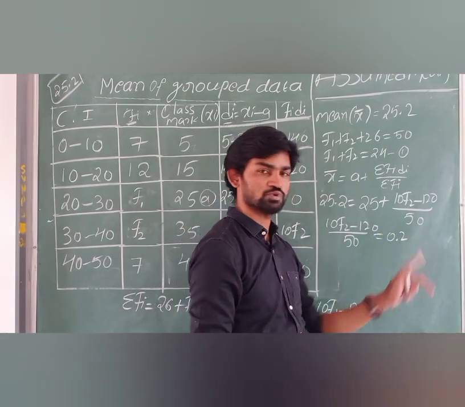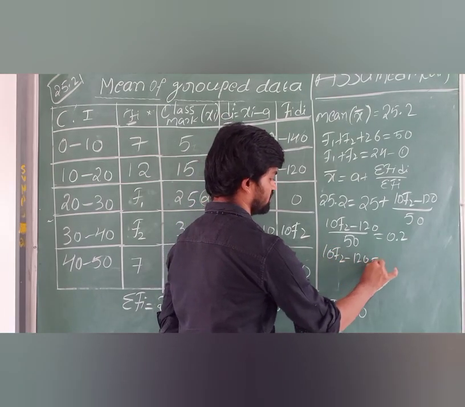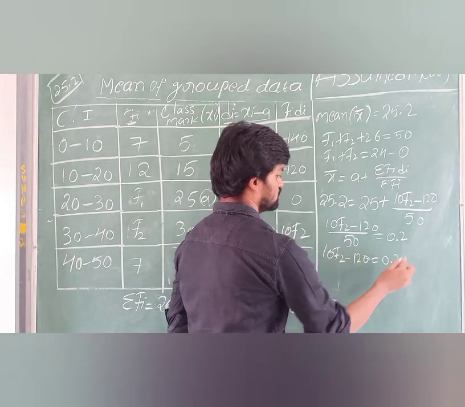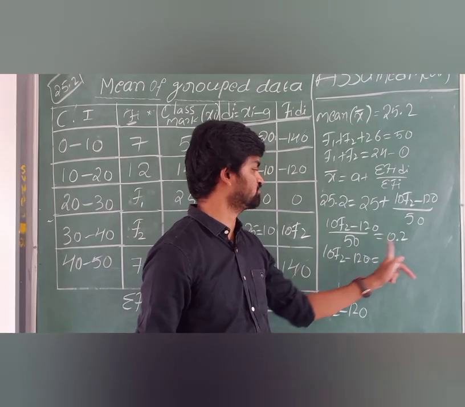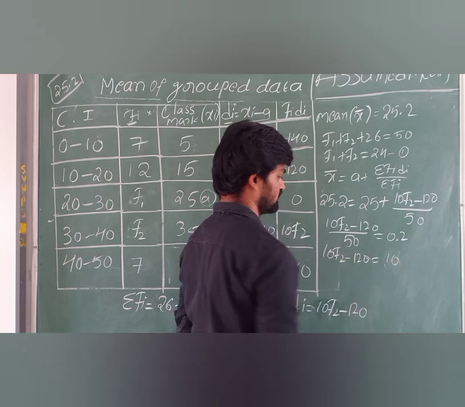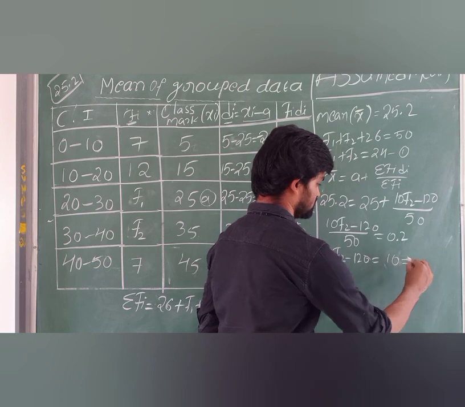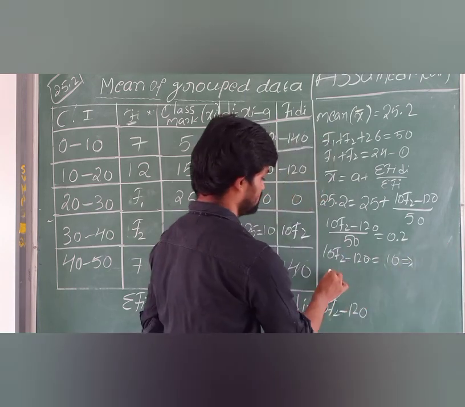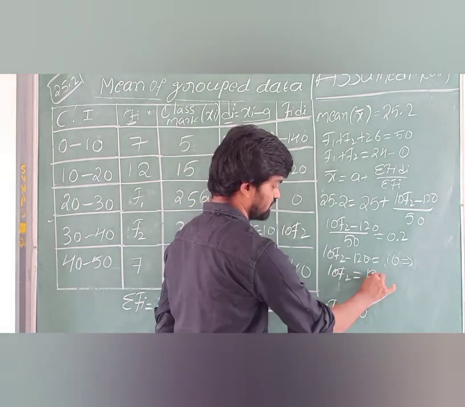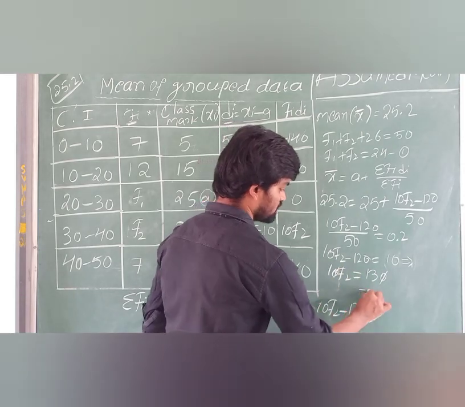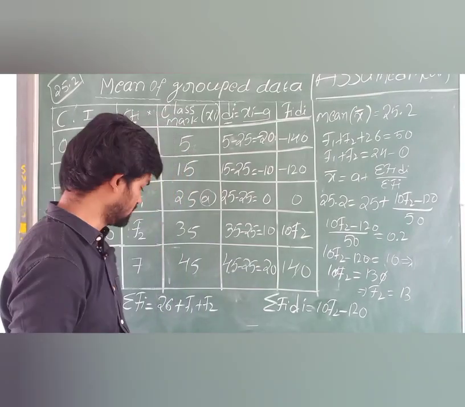Now 50 is transposed to the other side. 10f2 minus 120 is equal to 0.2 into 50. So the 0 and 0.2 cancel, 5 twos are 10. So we get 10. Now send 120 to the other side. So 10f2 is equal to 10 plus 120, which is 130. So the 0 gets cancelled. f2 is 13. f2 is 13.